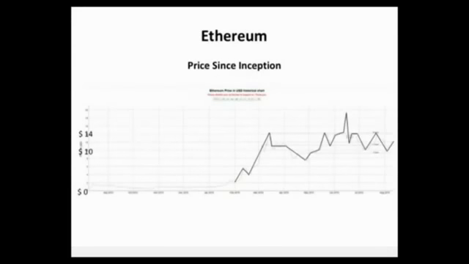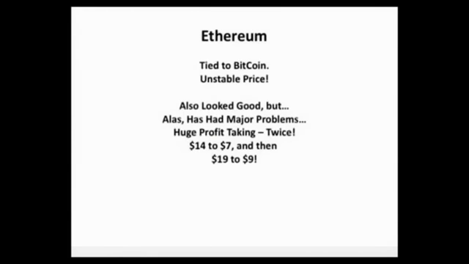Similar pattern. It's gone up to 14, crashed down to below 10, went up to about 15, and has been zigzagging up and down ever since. So we have this profit-taking profile. The next slide is a summary of Ethereum. It's kind of tied to Bitcoin, so the instability from Bitcoin washed over into Ethereum. And huge profit-taking, 50% down to 7, and then 19 to 9, that's another 50% drop.